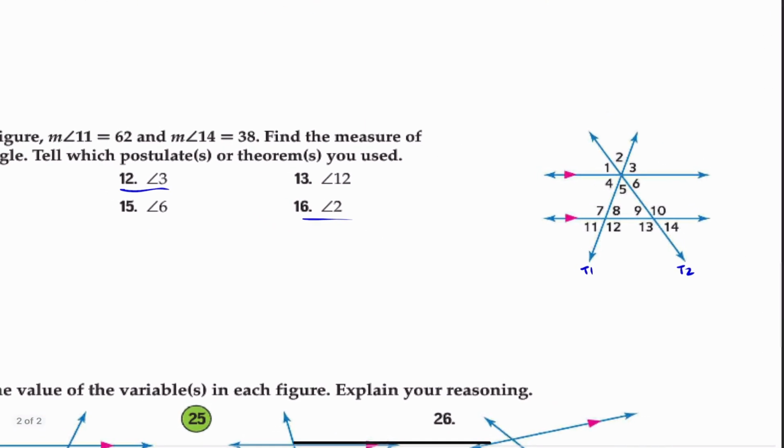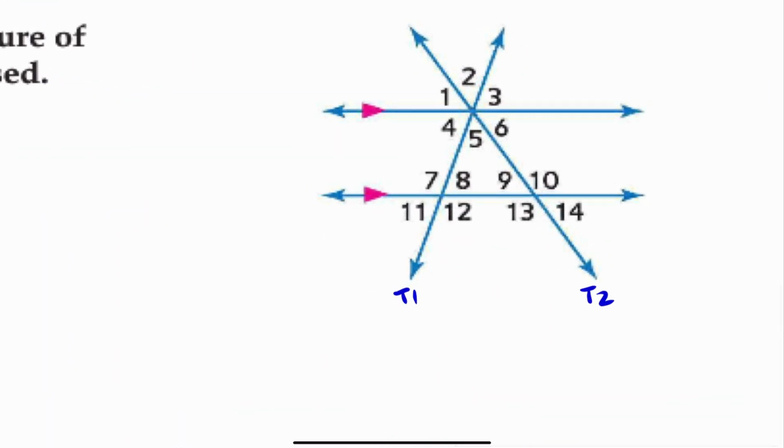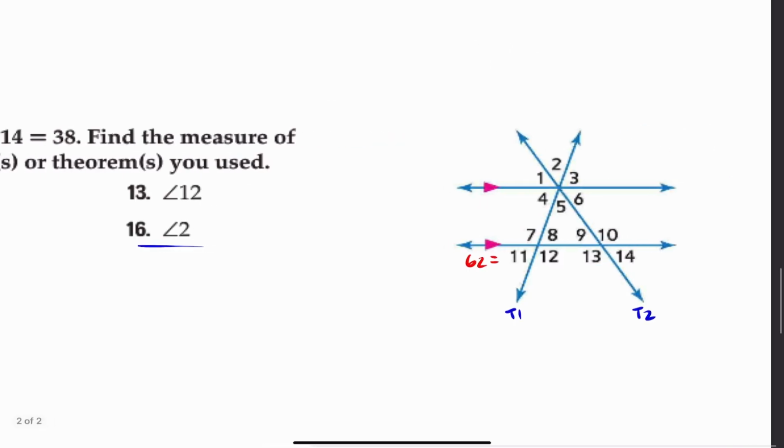So we know that the measure of angle 11 is 62. So let's just write that. So this is 62, and then what else? Measure of angle 14 is 38.